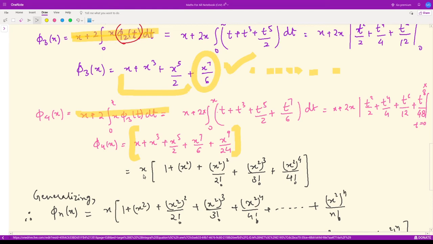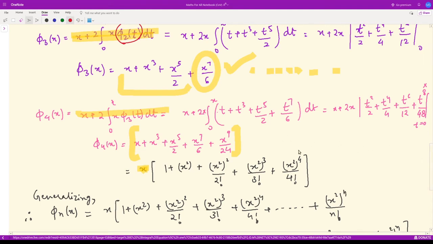So if I take x common, I'll be left with 1 plus x square, then x power 4 by 2, which could be written like this. Then x power 6 could be written as x square power 3. Then x raised to power 9 could be written as 8, because one x is already out, right? So x to the power 8 could be written as x square raised to power 4, and so on. So now do you have some resemblance to any series?